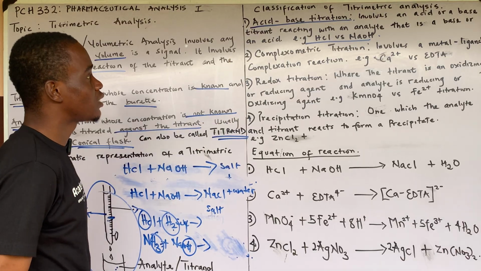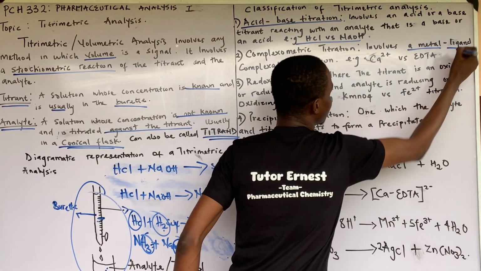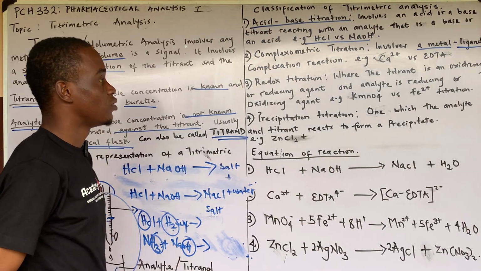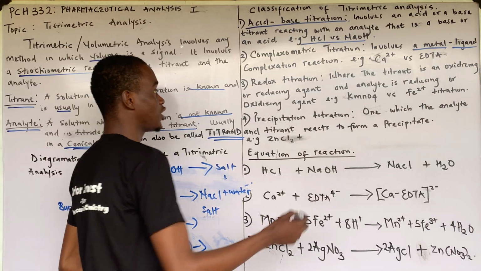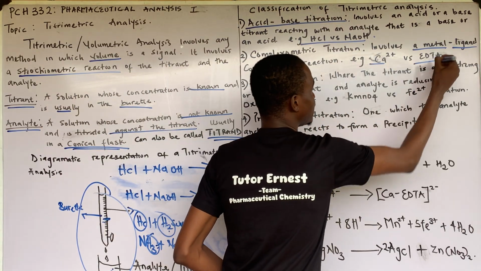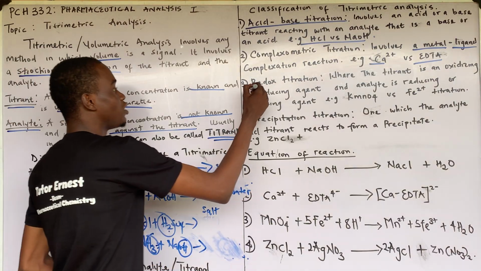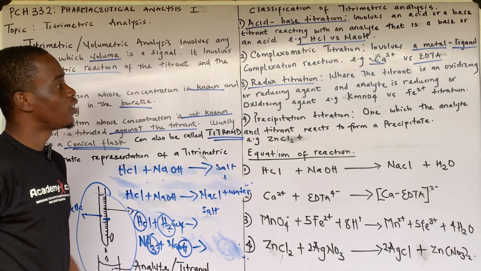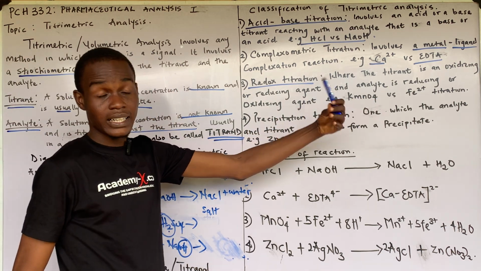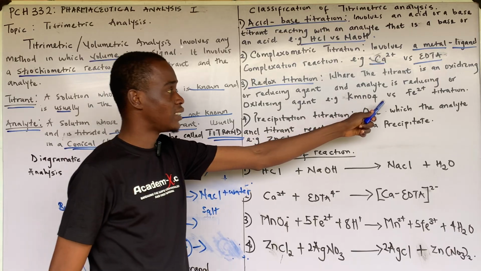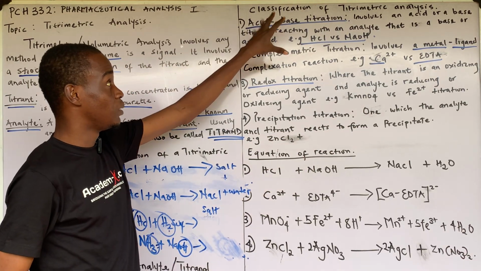Now, complexometric titration. Complexometric titration involves a metal and a ligand complexation reaction. The metal should always be an ion. Could be calcium and EDTA. We'll talk about that in the equation down. Also, we'll talk about redox titration. Now, redox titration involves the titrant as an oxidizing or reducing agent and the analyte as a reducing or an oxidizing agent. Same goes the way I talked about acid-base titration.